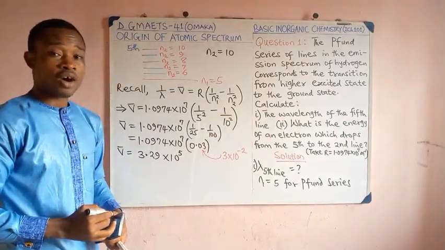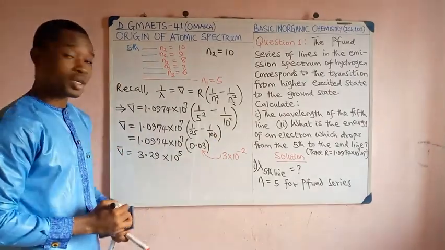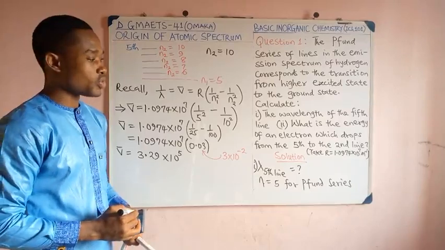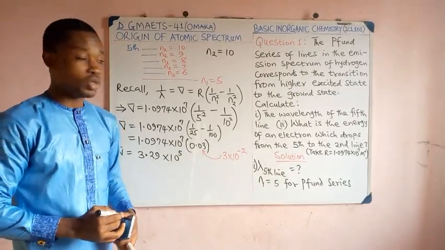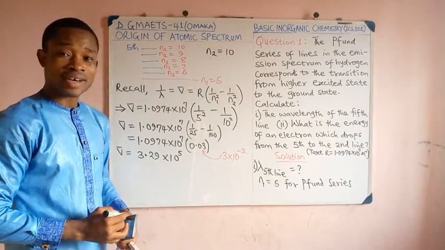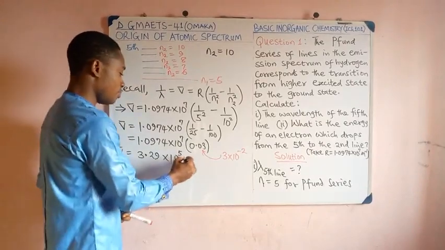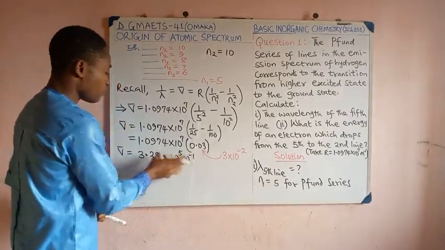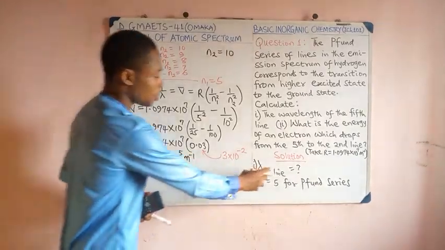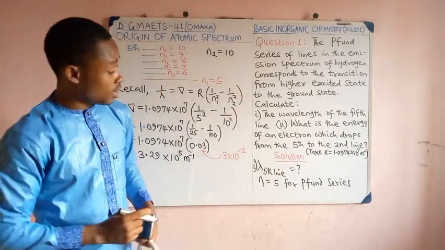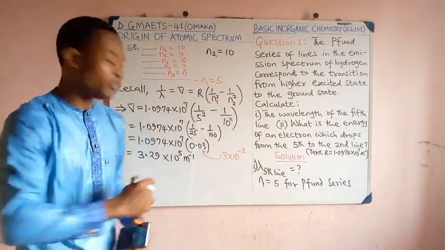So that's the value of the wave number. And of course, the wave number is going to have the unit of the Rydberg constant. And what's the unit? Per meter. So we've gotten the wave number. We can now reach out for the given, that's the value of the wavelength for the fifth line.